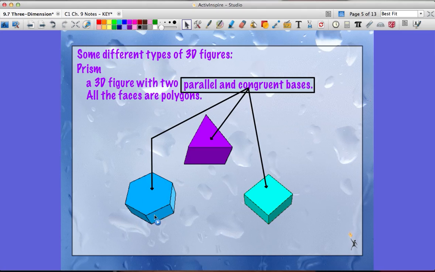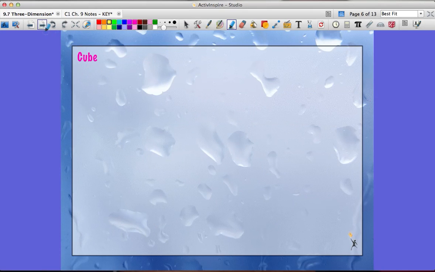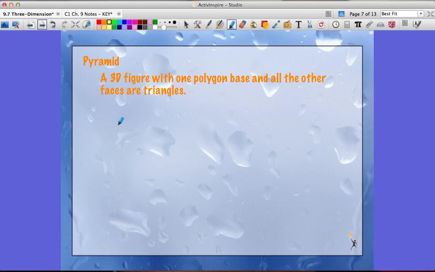All the rest of the faces will be some type of rectangle or square. If it is not a polygon, it is not a prism. And if it doesn't have 2 bases, it is also not a prism. If it is a shape that has only 1 base, it's what we call a pyramid. A pyramid is a 3D figure with 1 polygon base and all the other faces are triangles.